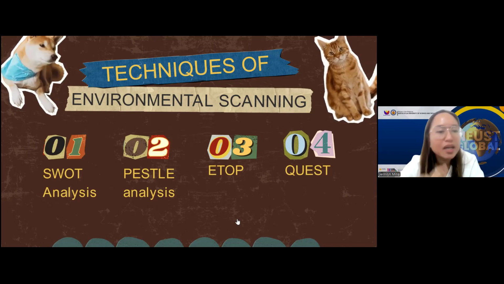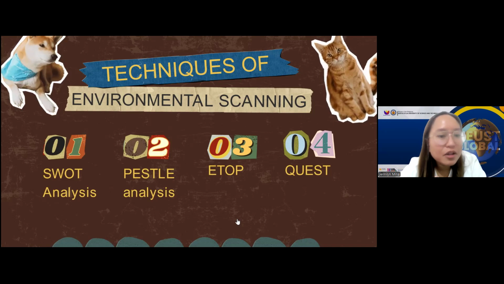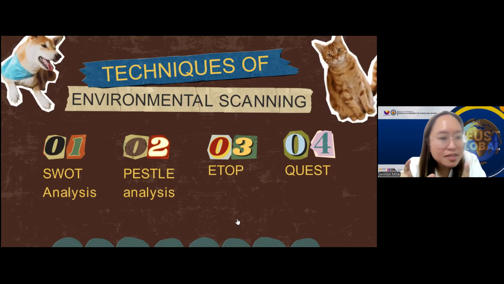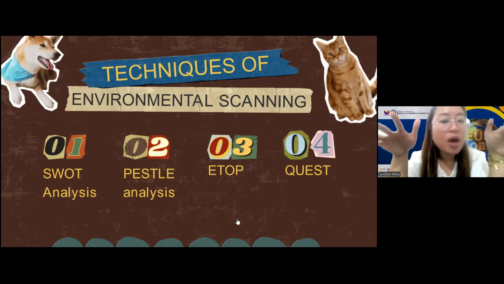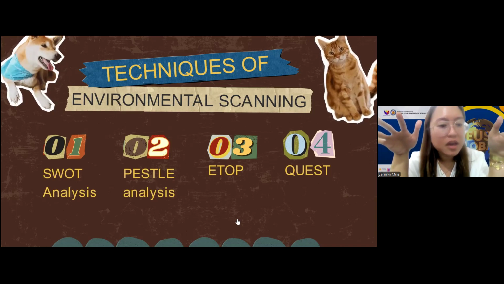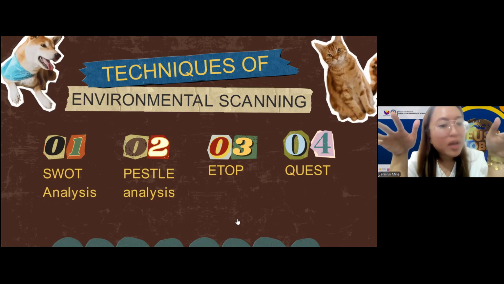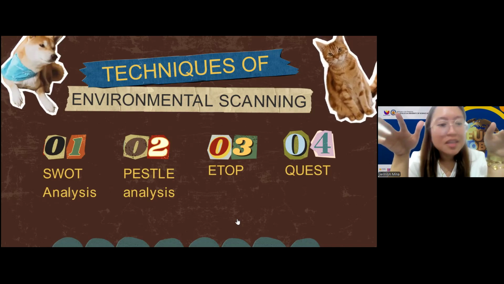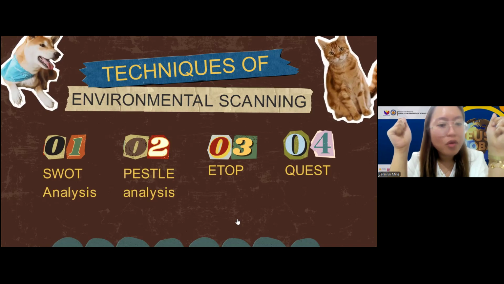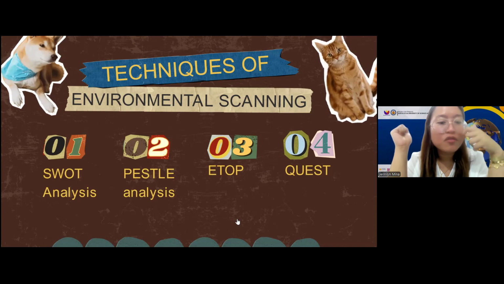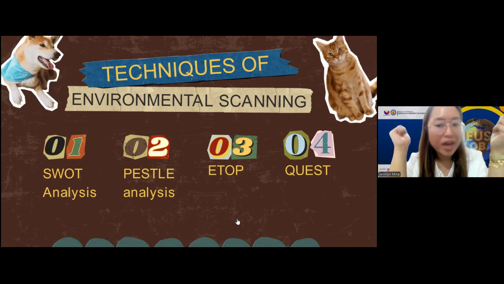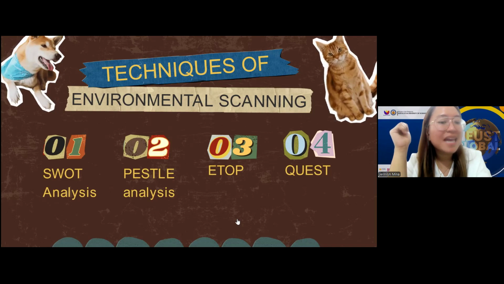We also have the ETOP, the environmental threat and opportunity profile. This technique focuses specifically on the potential dangers and promising possibilities in your environment. A fast food restaurant might identify rising food costs as a threat and explore new menu options to maintain profit margin. They might also see the growing demand for healthy options as an opportunity to introduce new salad or veggie burger options. QUEST, quick environmental scanning technique.